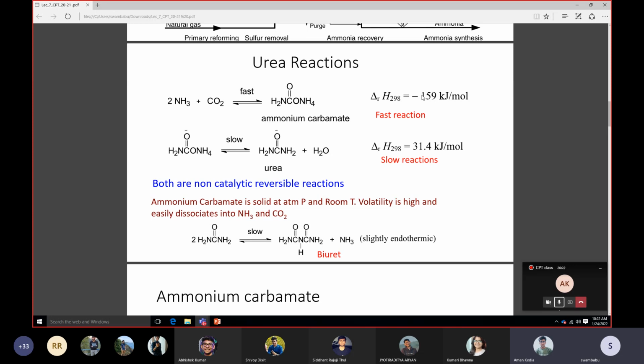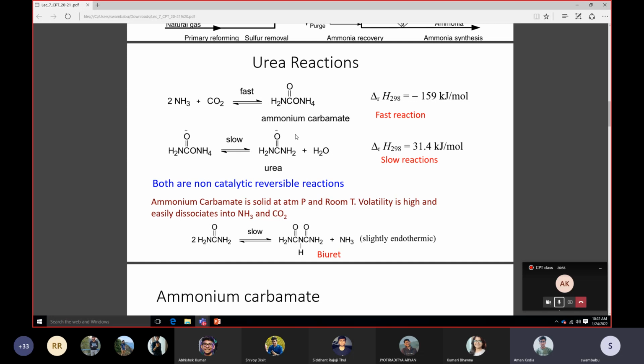Now, why can't we use ammonium carbonate? Because ammonium carbonate also contains nitrogen. It is also a solid at room temperature and atmospheric conditions, and it also dissolves in water. So if ammonium carbonate could be used as a fertilizer, we wouldn't need urea. We wouldn't need the second reaction. So what is the problem with ammonium carbonate?